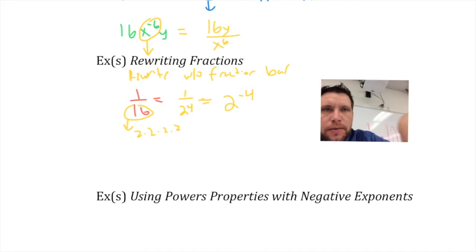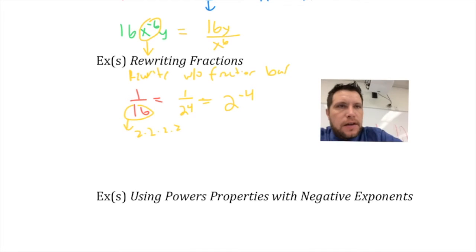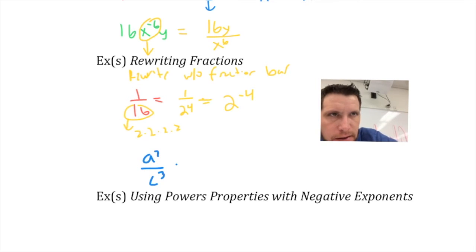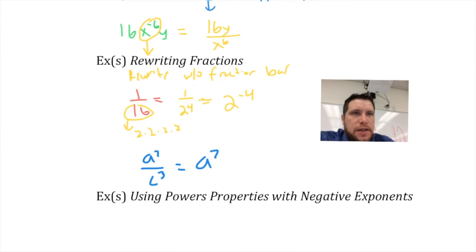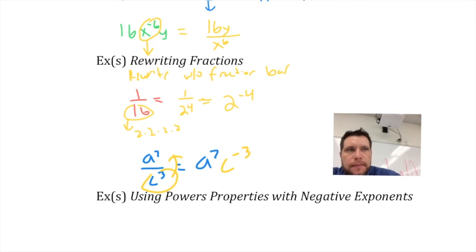And now, with variables, if I have a to the 2nd over c to the 3rd, okay, everything's already in exponents. The a to the 2nd is on top, so I don't need to change anything. I want to bring the c to the 3rd up. So I want to bring this guy back up, so I need to make it c to the negative 3rd. And now there are no fraction bars. Okay.